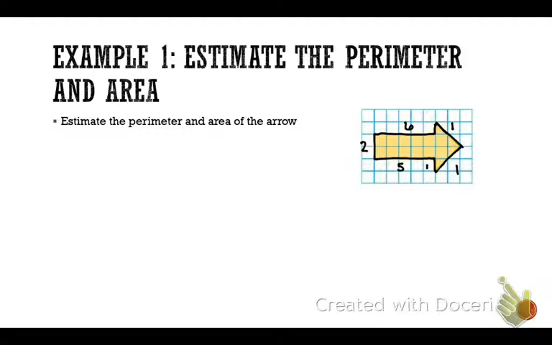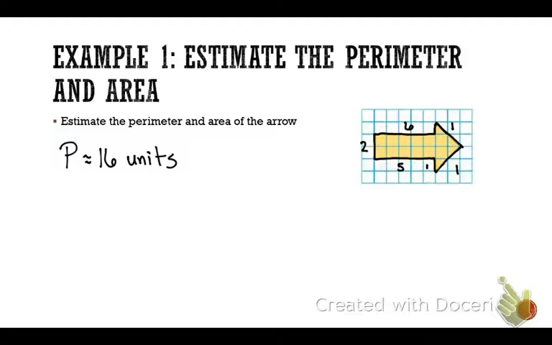And then I'm simply going to add the numbers together. What's 2 plus 6? 8. What's 8 plus 1? 9. And then plus 1 is 10. Plus 1 is 11. Plus 5 is 16. So the perimeter, okay, because they're asking us to estimate, I'm going to say it's approximately 16 units. All I did was I simply added how many units the arrow was covering.